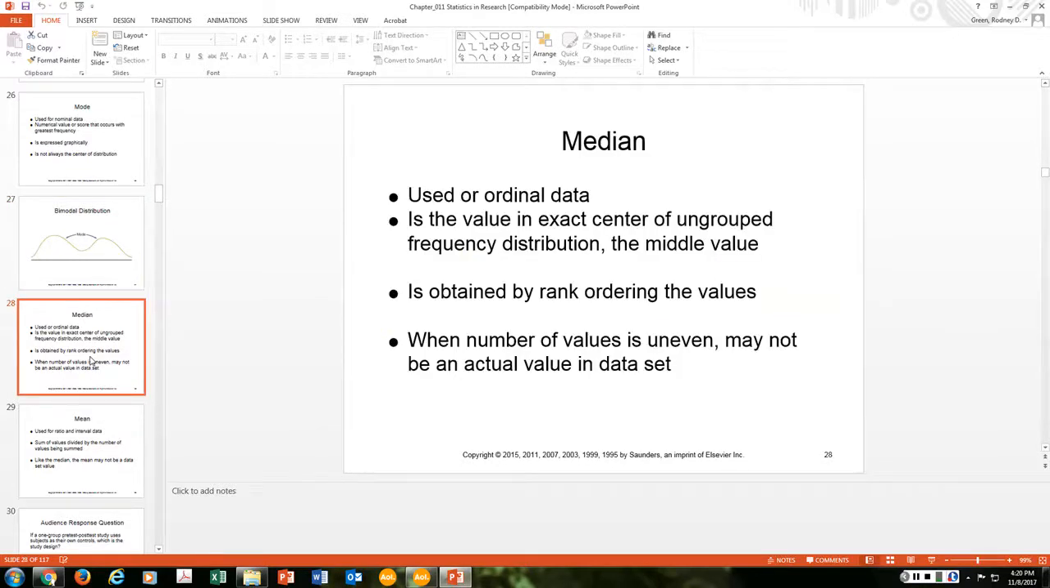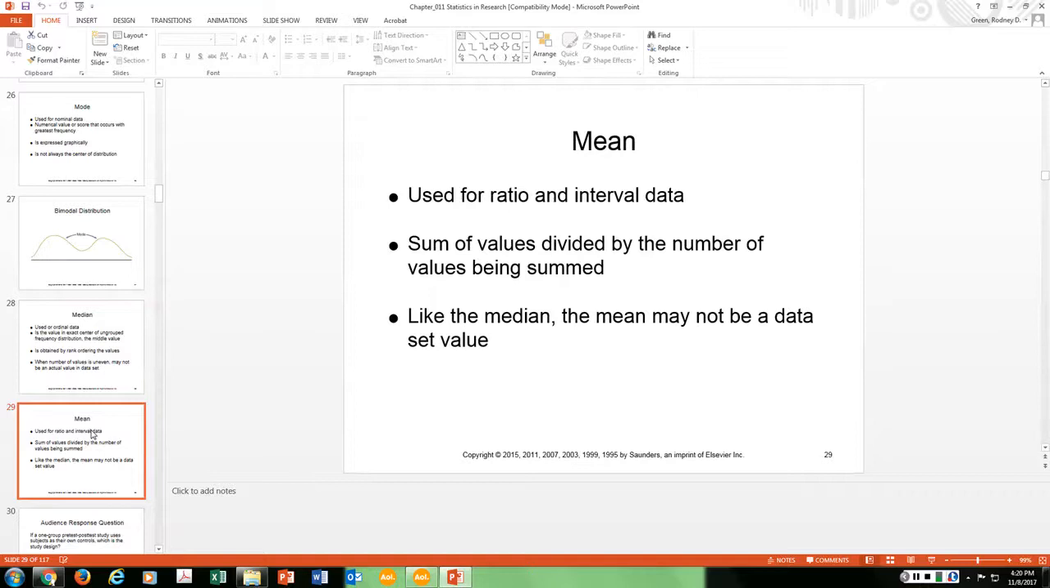The median. This is used for ordinal data. It's the value in the exact center of an ungrouped frequency distribution. It's the middle value. It's obtained by rank ordering the values, and when the number of values is uneven, it may not be an actual value in a data set. The mean, it's used for ratio and interval data. We know that it's the average, right? The mean may not be a data set value.